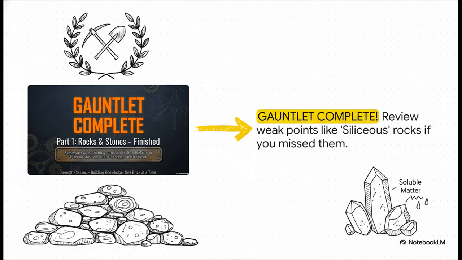And there you have it. Gauntlet complete. Congratulations, you made it through part 1 on rocks and stones. So how did you do? If some terms like Siliceous or Smith's test tripped you up, that's okay. It just shows you exactly which areas you need to go back and review. Remember, every concept is just another building block for your success.